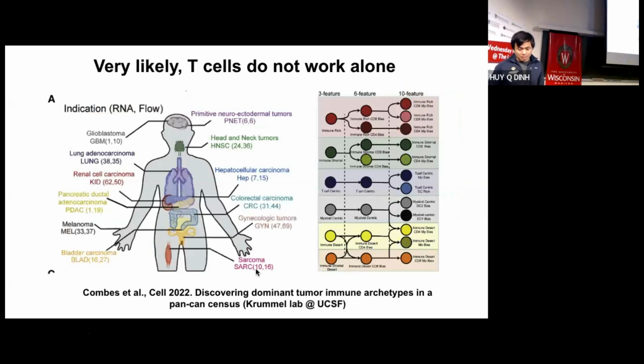So this is work published by the Krummel Lab from UCSF. They did a lot of RNA and flow data, even though not single cell yet, and they have a lot of samples here. You can see one of the things they found is when they look at 3 features, they have immune rich, immune poor, or T cell centric. But if you increase the features, you start seeing what they call immune archetypes, meaning it's not just T cells, but other compartments also contribute. So things are much more complicated than just T cells driving anti-tumor responses in the tumor microenvironment.